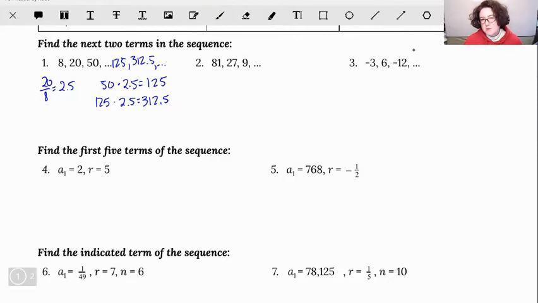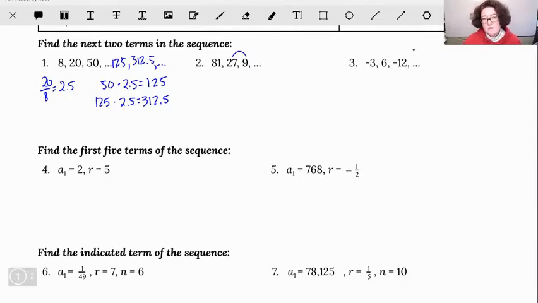All right, number 2, though, you'll notice the values are decreasing. So that means we're going to be multiplying by a number that's smaller than 1 or dividing. And so what can I divide 81 by to turn it into 27? What can I divide 27 by to turn it into 9? If I look at those second two terms, I can see, well, 27 divided by 3 gives us 9.